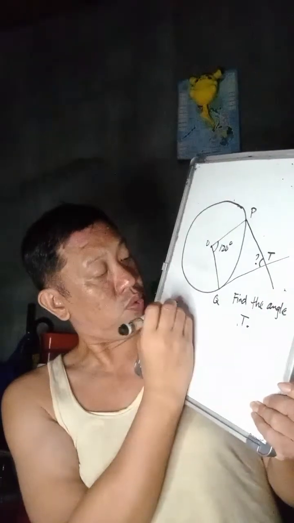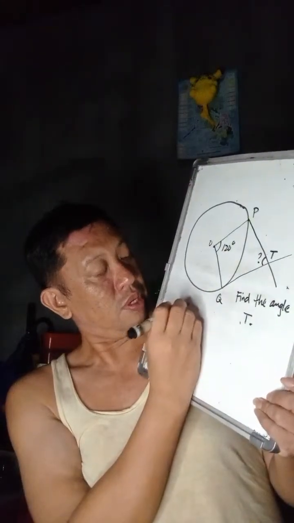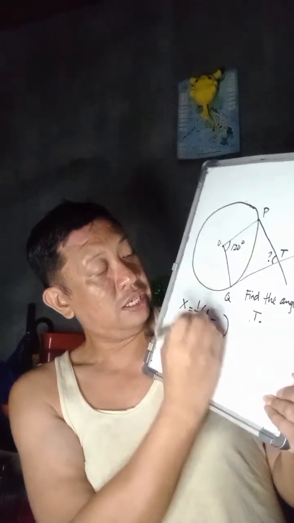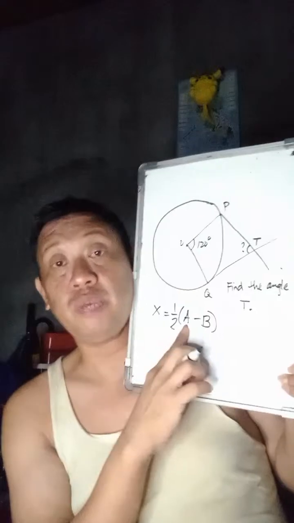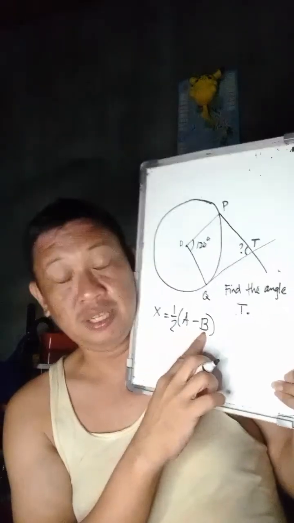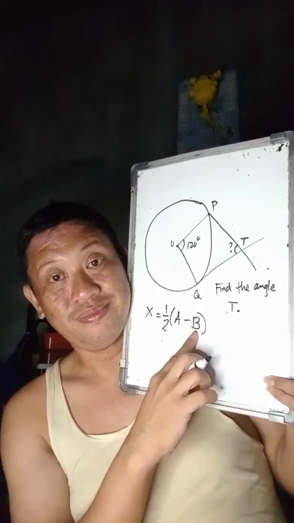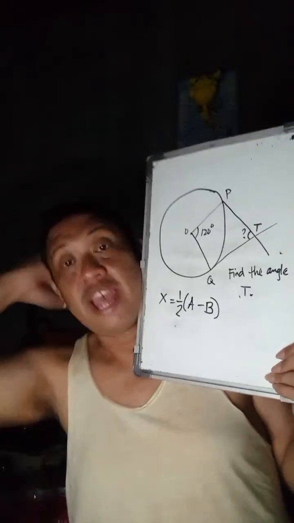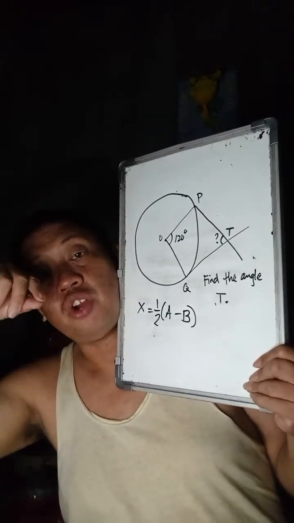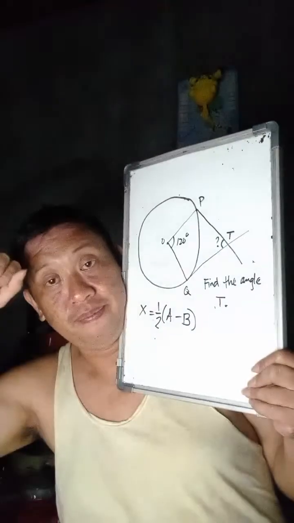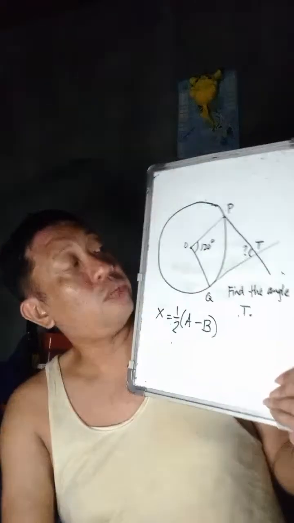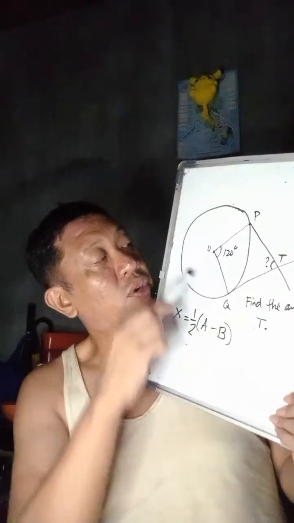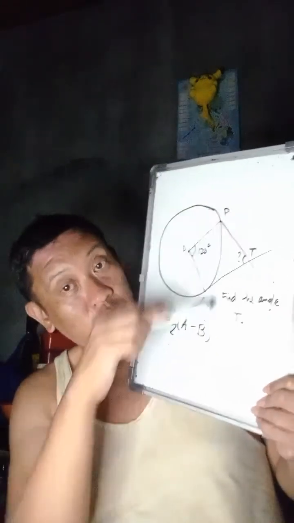So x is equal to 1/2 the difference of A and B, where A is what we call the major arc and B is the minor arc. Okay? So in order to get the angle, I have to take the difference of the major arc and the minor arc and then divide it by 2. So that's the very idea. So the major arc that we're going to solve is this part. Okay, this large part here. The minor arc, of course, that's the smaller one here.